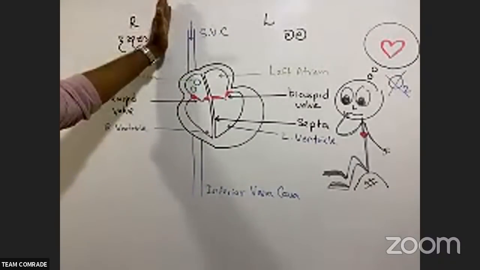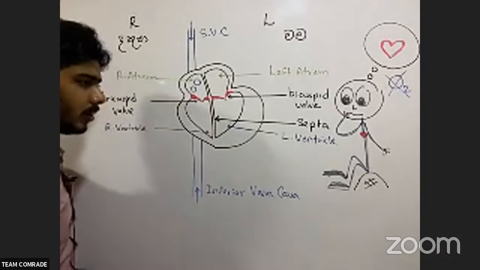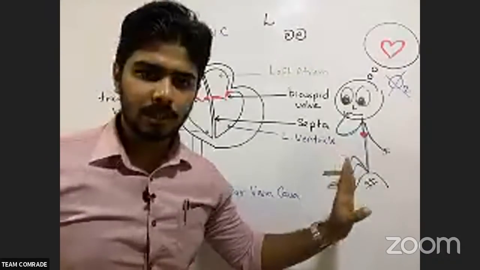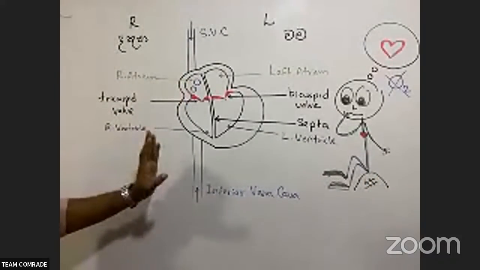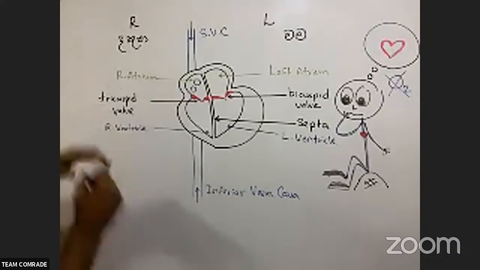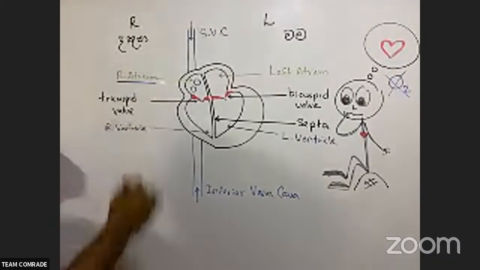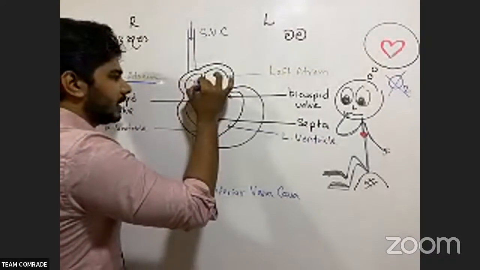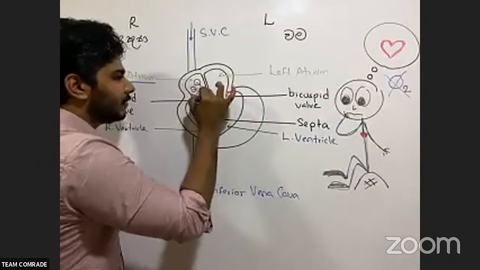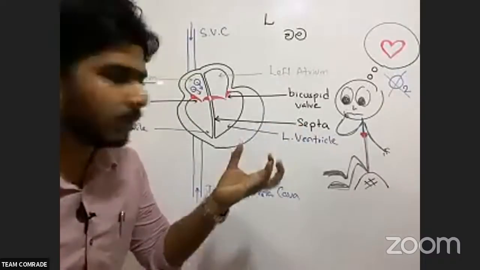Now we took the blood from the SVC and the inferior vena cava. They don't have oxygen. So deoxygenated blood is coming from all over the body to where? To the right atrium. All the blood comes to the right atrium. Now what happens? This chamber is filling up with this blood. When that chamber is filled with blood, what happens?